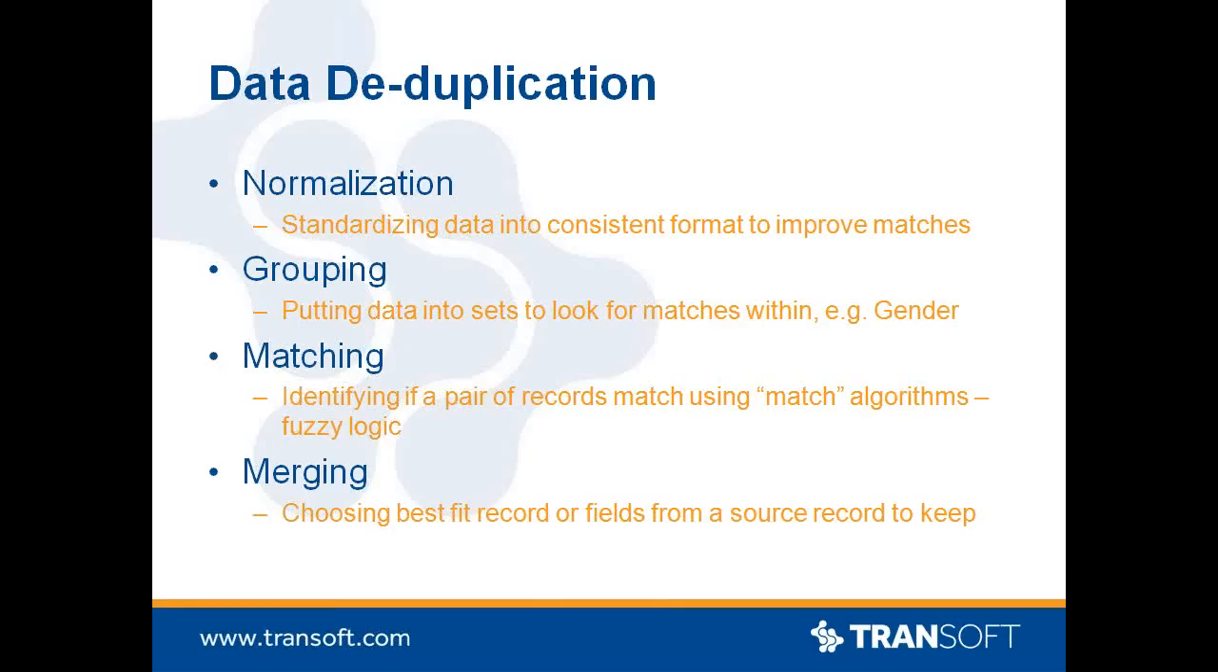And then after grouping comes matching. So this is where you do the fuzzy logic to look for your matches. And then you merge your data together. So you either choose a best record, which is a master record, or you choose fields from records to keep as well.